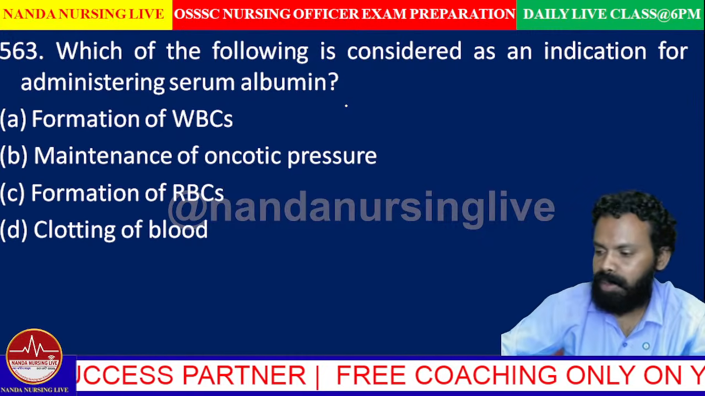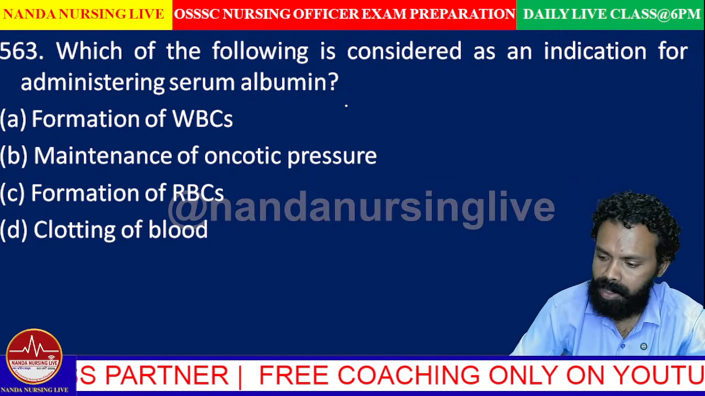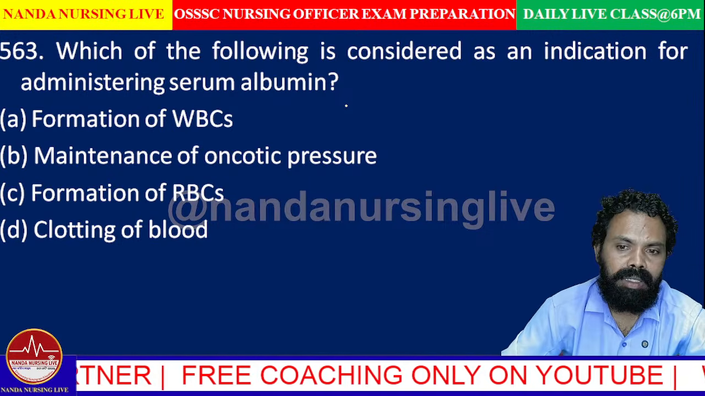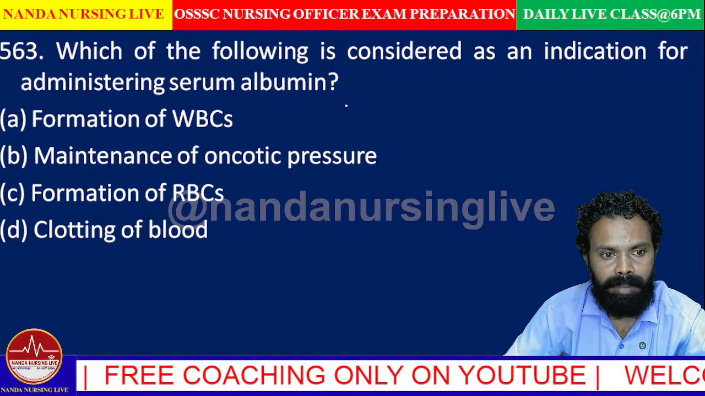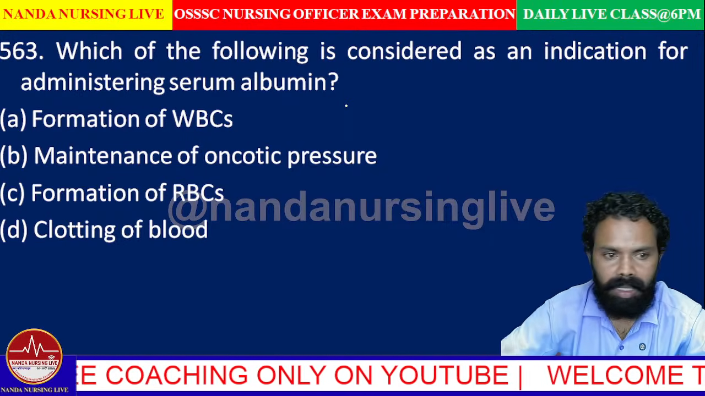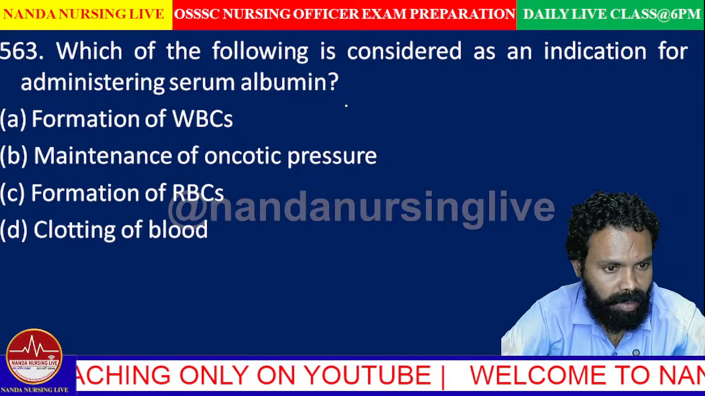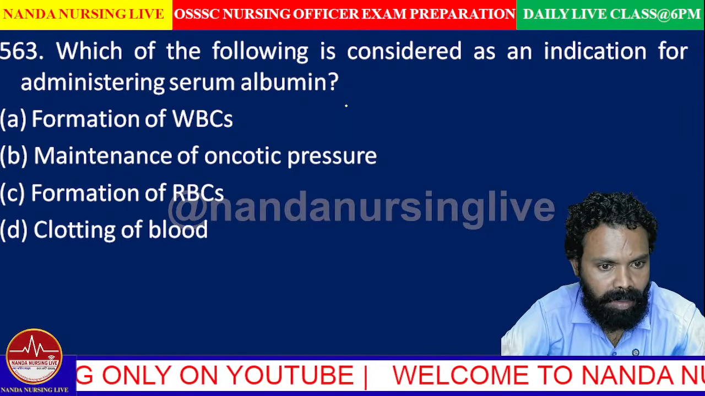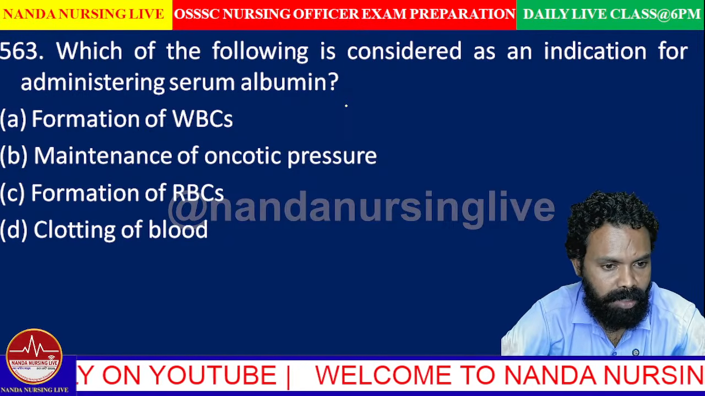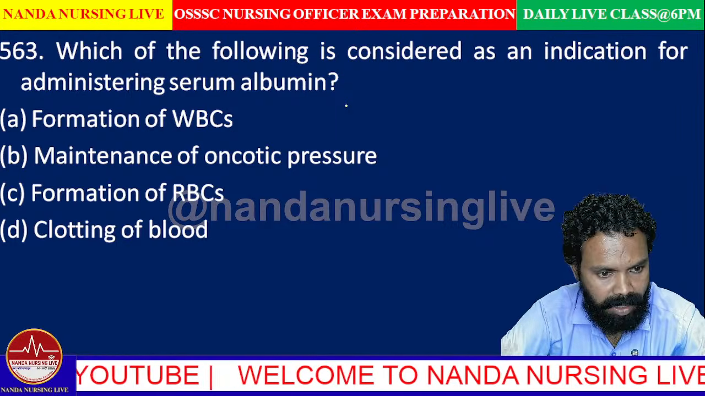Next question, question number 563: which of the following is considered as an indication for administering serum albumin? Option A, formation of WBC. Option B, maintenance of oncotic pressure. Option C, formation of RBC. Option D, clotting of blood.